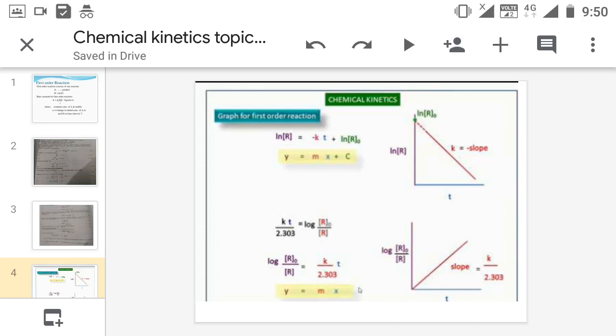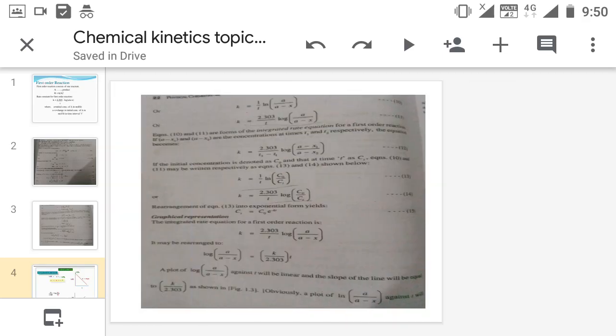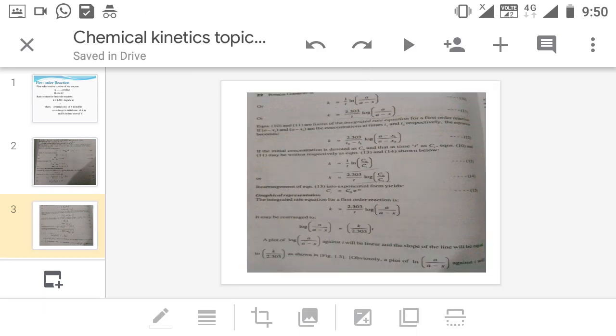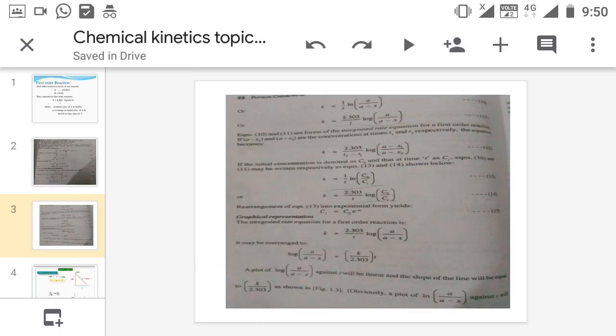Graphical representation of the first order chemical reaction. So the rate equation, the integrated rate expression for the first order reaction, is k equal to 2.303 divided by t into log a by a minus x. If you rearrange the equation, moving the term log a by a minus x to the left hand side, we can write it as log a by a minus x is equal to k by 2.303 into t.